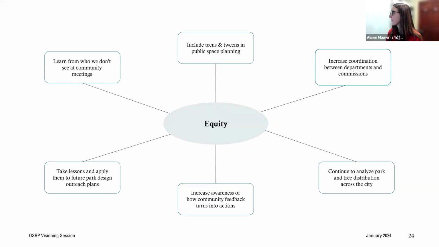Equity is the last one that I'll talk about. And this one is partly things that we've noticed through this process, things we sort of knew before and are getting a little more clear on as well. And so we would like to learn from who we don't see at community meetings and learn how to increase the representation of folks in the design and planning process related to open spaces. We want to take lessons that we learn here and apply them to future park design outreach plans.